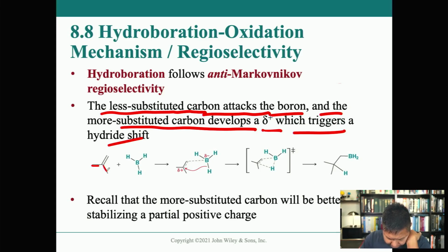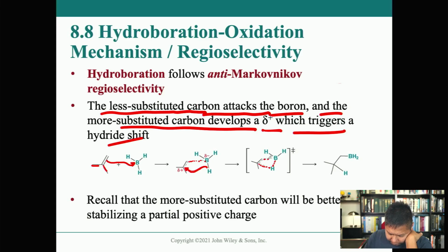It doesn't show it here, so I'll have to draw it myself. The double bond comes out and attacks the boron, like that. Okay, and that's what this dotted line is right here. And then there's a hydride shift where the hydride comes from the boron and shifts over to the carbocation.